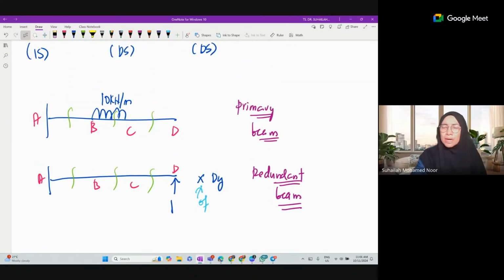Okay, do you understand about degree of indeterminacy, about redundant, about choosing the right redundant, about the possible primary structure? So which one should be the redundant? Principle of superposition, the general equation, and about the primary structure and redundant structure. Do you have any question?